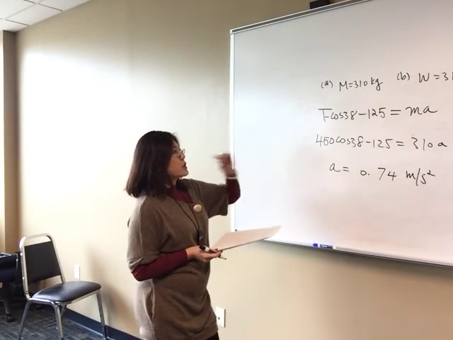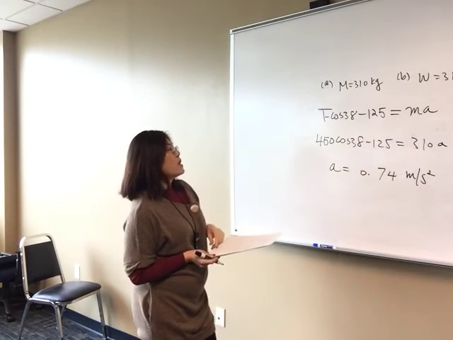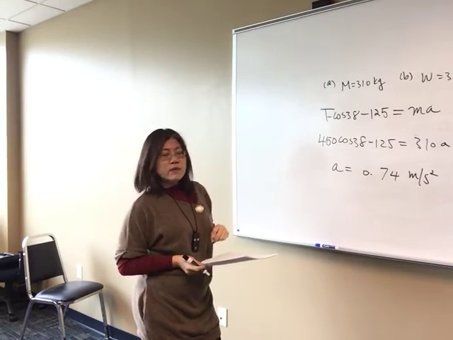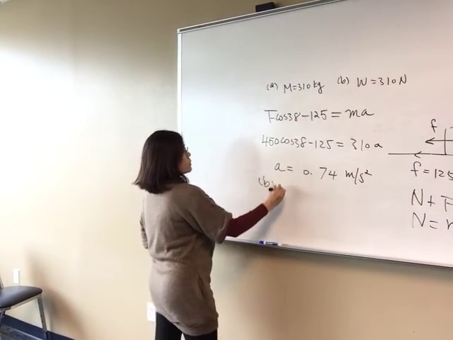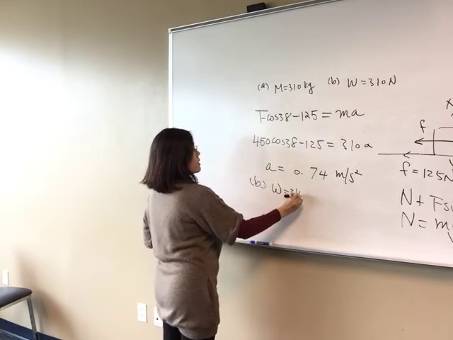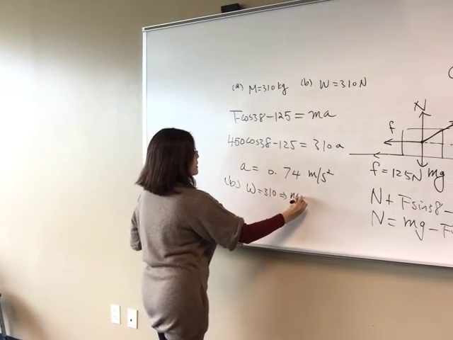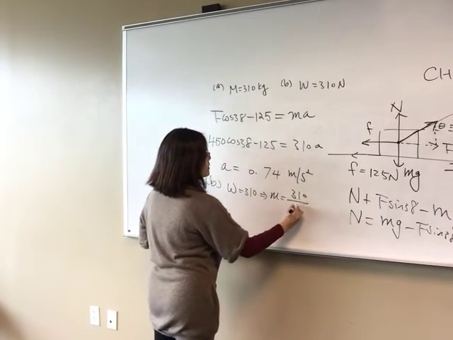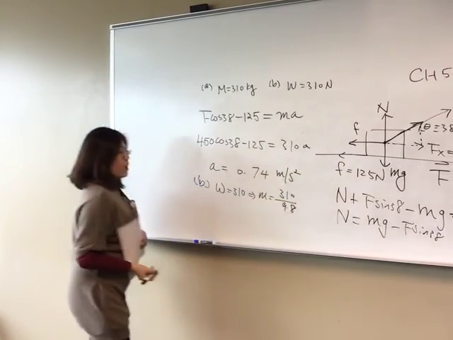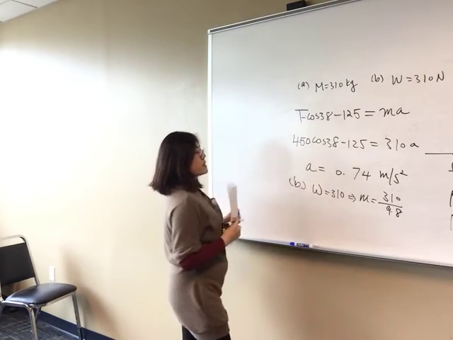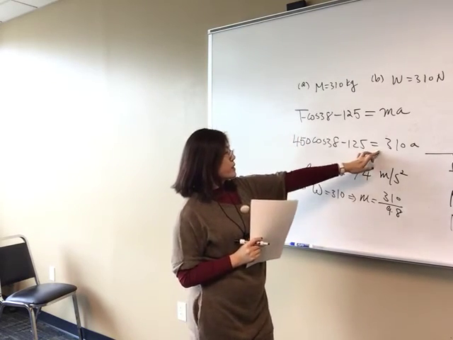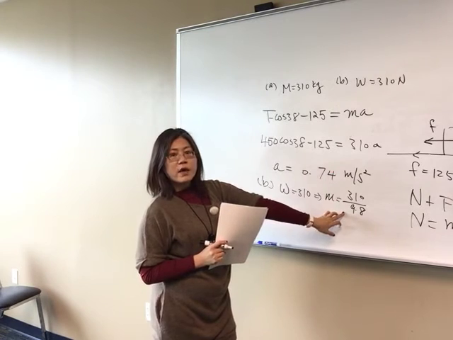You got the acceleration when the mass is 310. What about when you're not given the mass, you're given the weight? If you're given the weight, so your weight is 310, which means that your mass is 310 over 9.8 because weight is equal to mg. So you still have this equation. The only difference is that now the mass, instead of 310, is 310 divided by 9.8.